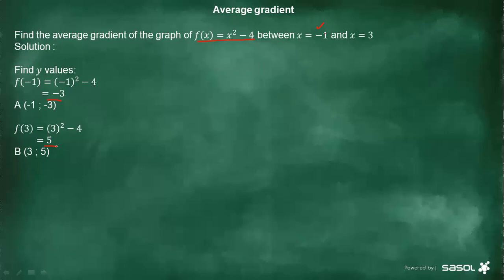All right. Therefore, since we have 2 points, we can now calculate the gradient. You write the formula for the gradient and substitute, and the average gradient that we are looking for is equal to 2. So that's how easy it is. It's so easy to calculate that.